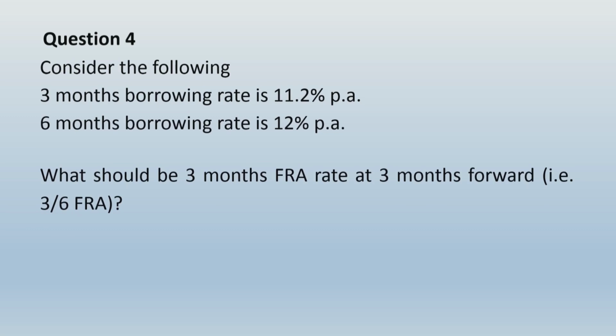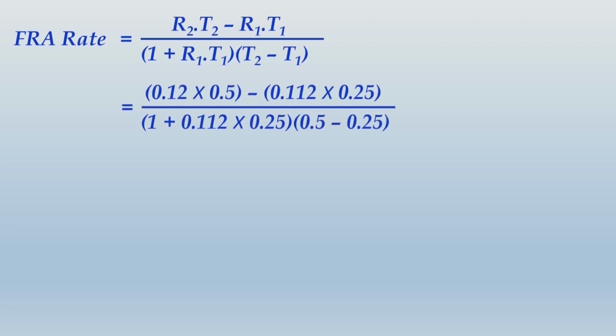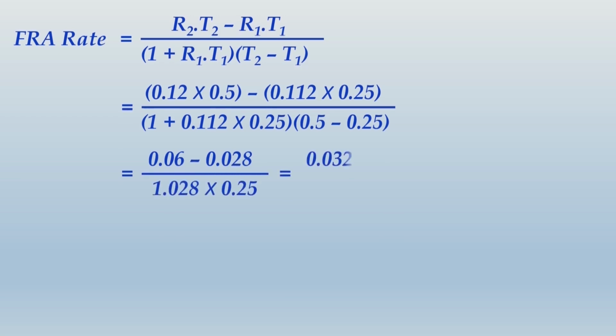So how do you solve this? We write up the same formula, correct? FRA rate equals (R2 into T2 minus R1 into T1) whole upon (1 plus R1 into T1) into (T2 minus T1). Same way, the way we have done earlier, we are going to substitute all the values of variables over here, and when we make the calculations, we would get that interest rate as 12.45% per annum. Now do one thing.